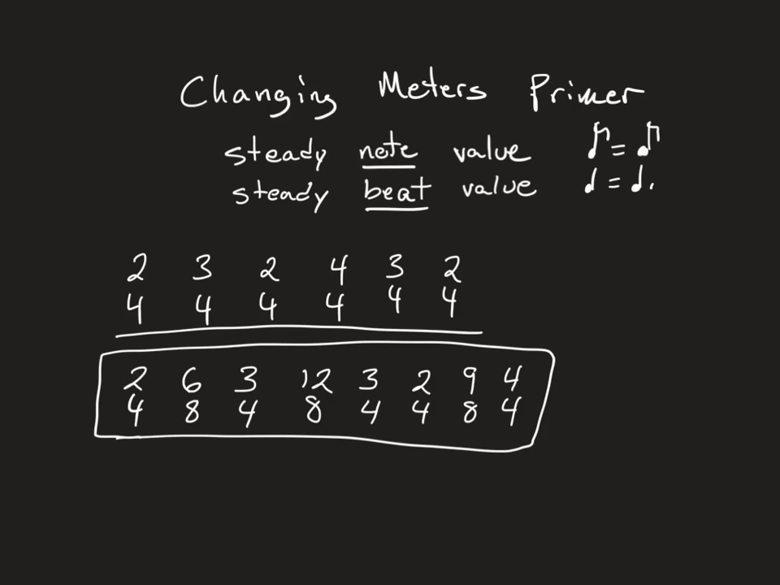So let's try counting through this whole section that I've got in a box with a steady beat value. Also, I suppose I should have pointed out before, but remember to translate in your head that 6/8 is 2 dotted quarter note beats, that 12/8 is 4 dotted quarter note beats, and that 9/8 is 3 dotted quarter note beats. All right? So remember that this is going to be conducted in 2, this is going to be conducted in 4, this is going to be conducted in 3.